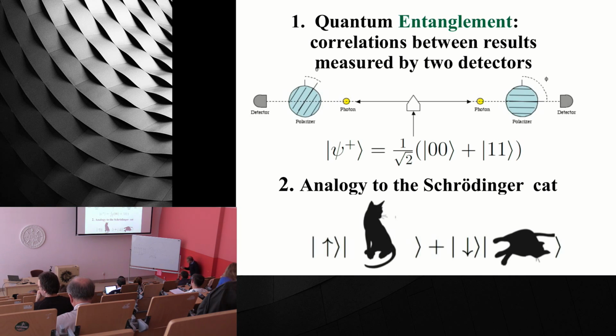So quantum entanglement is a non-classical effect. It shows certain quantum correlations between the results measured by two detectors. So we have here this blue photon. It goes into two parts, and then you measure something on one hand side, and it's strange, you can predict results measured in the other lab. So this is really an analogy to Schrödinger's cat.